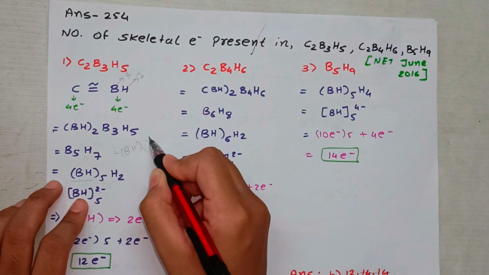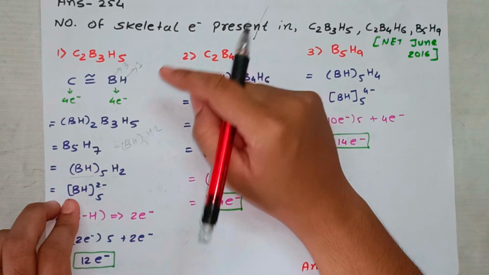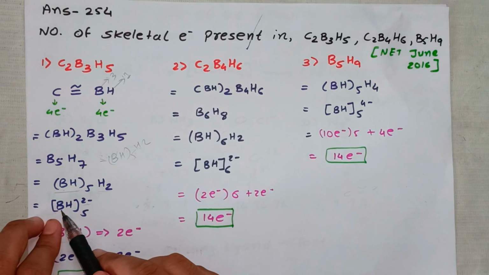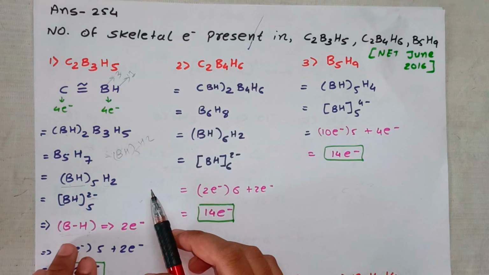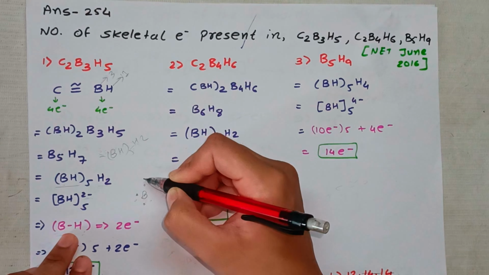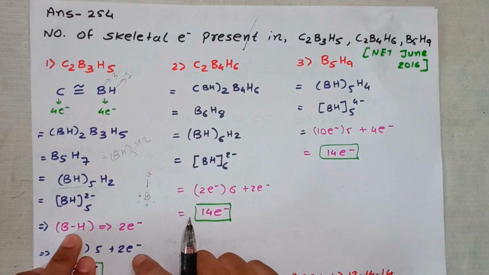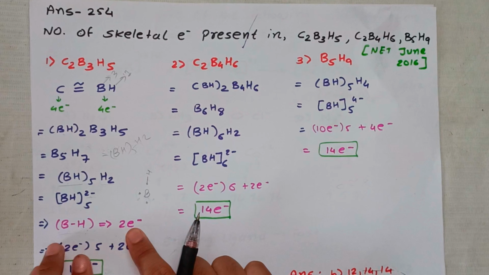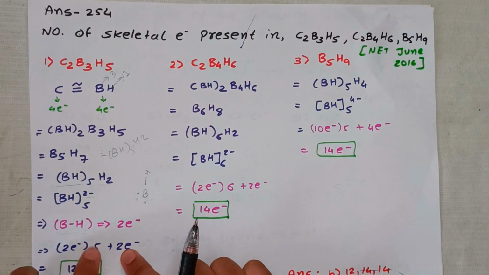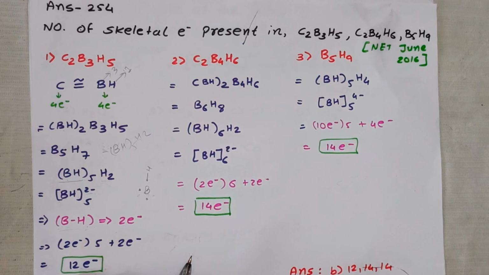BH5 and H2. Now one hydrogen contributes 1 electron and 2 hydrogens contribute 2 electrons. So we can write this as BH5 2 minus. Now we know that boron has 3 valence electrons, where 1 electron makes a bond with hydrogen. So 2 electrons remain with boron. So BH contributes 2 electrons. So here BH5: 2 into 5 plus these 2 electrons. So our total skeletal electron is 12.